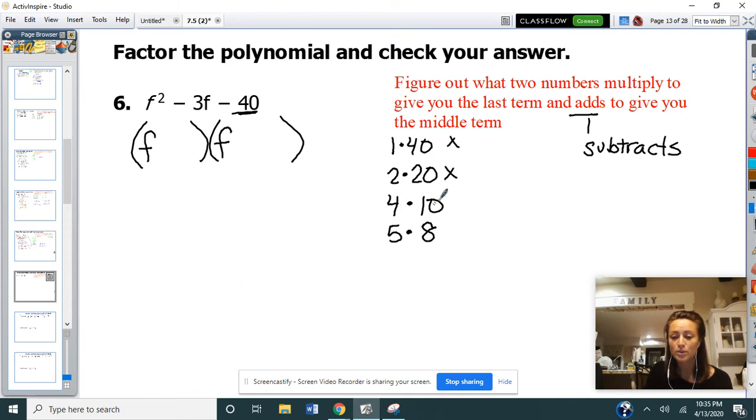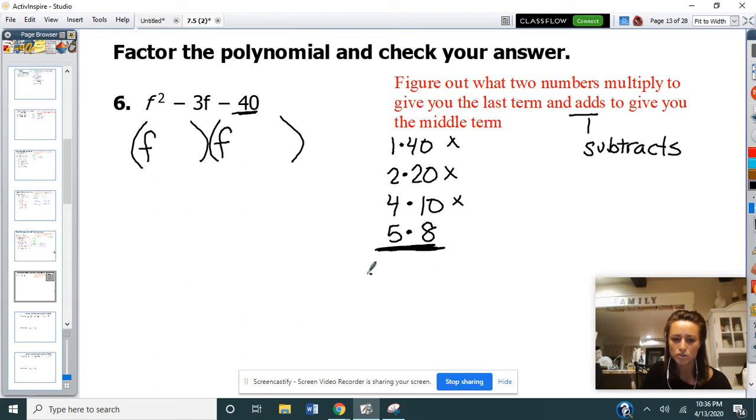4 and 10, 4 plus 10 is 14. We want 3. 10 minus 4 is 6. We still want 3, so that doesn't work. But the 5 and 8 is going to work. 5 plus 8 is not what we want. But we could do 8 minus 5, and we'll get 3. But we want negative 3. So this is what we're going to use, because if we add or subtract these, we'll get 3. But we want negative 3.